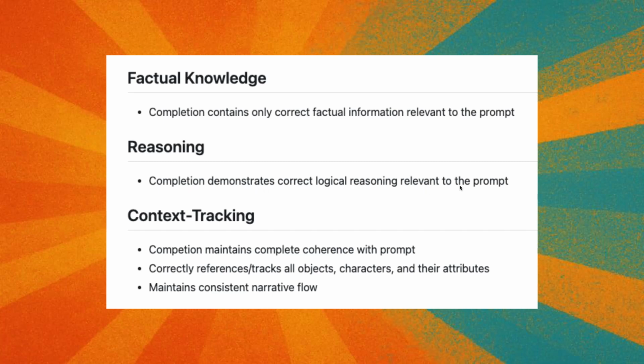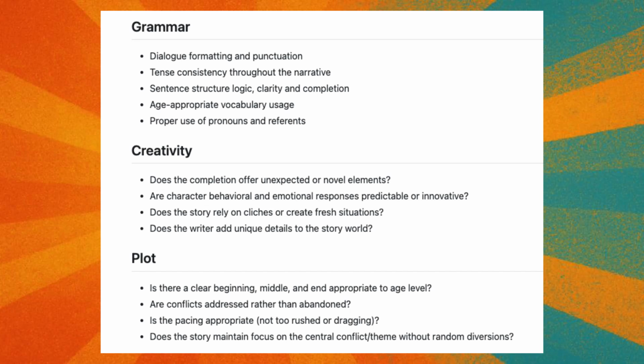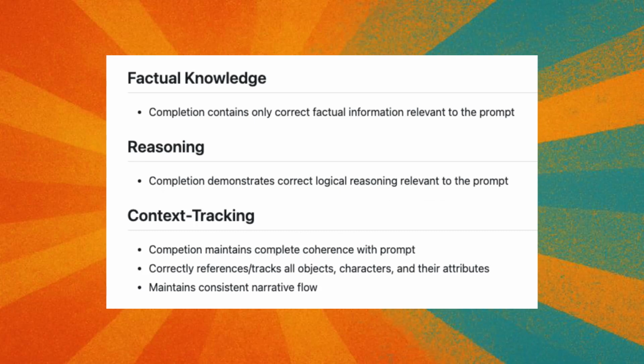And you could argue that relevance to the prompt is still a form of context tracking, but I think at some point you have to incorporate this idea that something can be factual but irrelevant, and something could be well reasoned but irrelevant to the premise of the story or the sentence. And one thing you'll notice is that grammar has 5 criteria, creativity has 4, plot has 4, factual knowledge and reasoning have 1, and context tracking has 3.